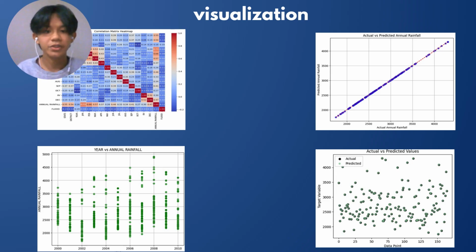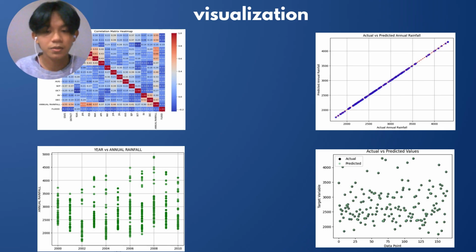For the next page, I will explain about visualization. For visualization, we have four graphs. For the first graph, we have the correlation matrix heat map. From the correlation matrix heat map, we know that January, February, and March have a connection with annual rainfall as the dependent variable. So our group takes January, February, March as a sample for correlation analysis.